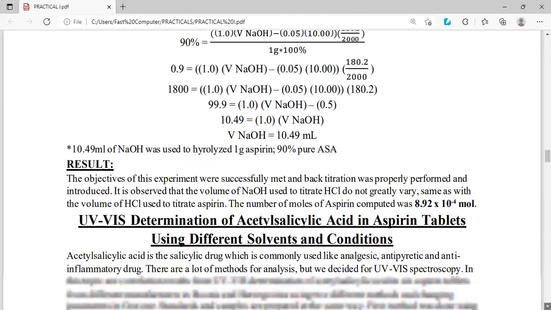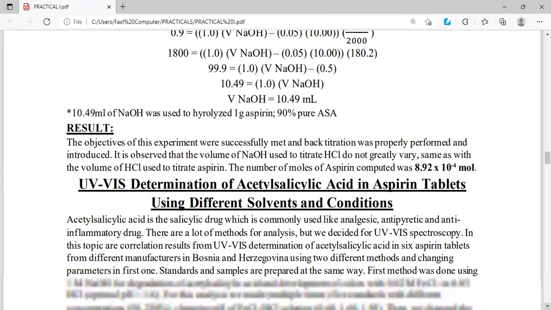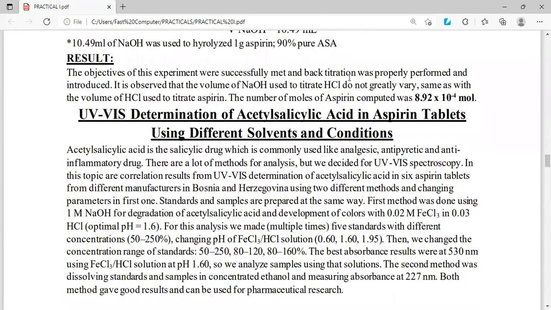10.49 ml of NaOH was used to hydrolyze 1 gram of aspirin. The 90% purity of acetyl salicylic acid was successfully met, and back titration was properly performed. It is observed that the volume of NaOH used to titrate HCl does not vary greatly, same as with the volume of HCl used to titrate aspirin. The number of moles of aspirin computed was 8.92 × 10^-4 mole. UV visible determination of acetyl salicylic acid in aspirin.